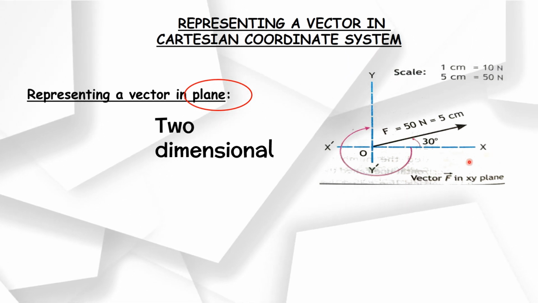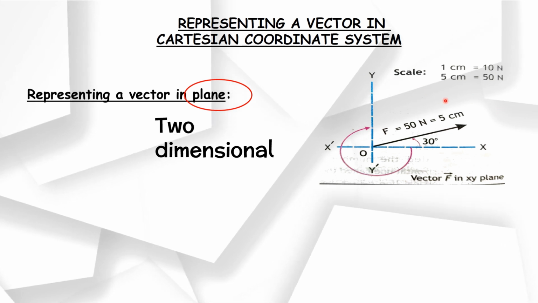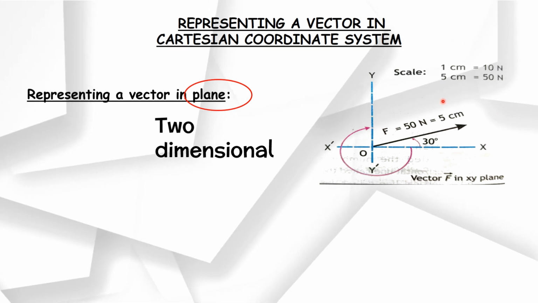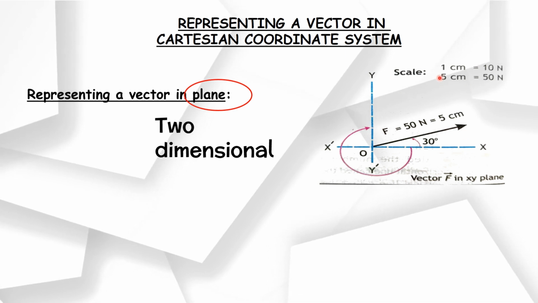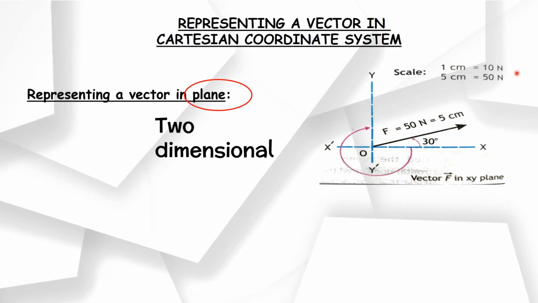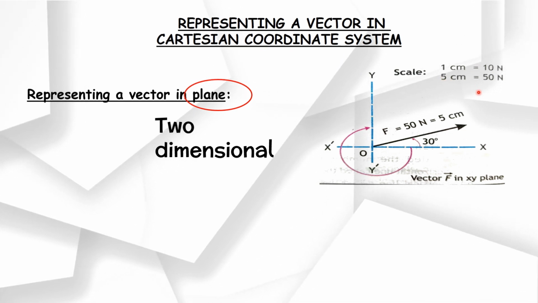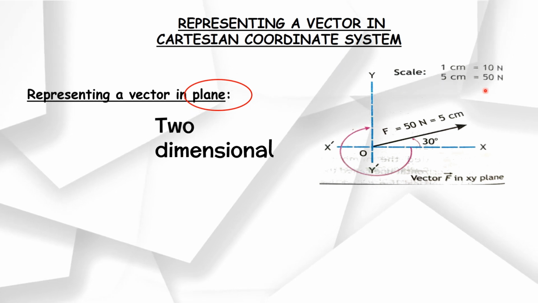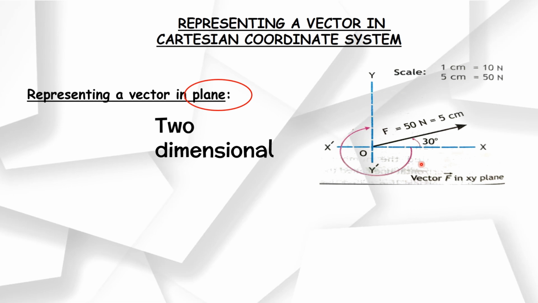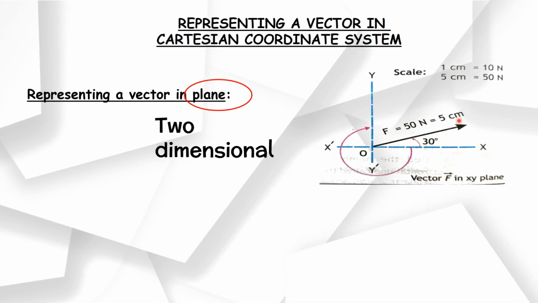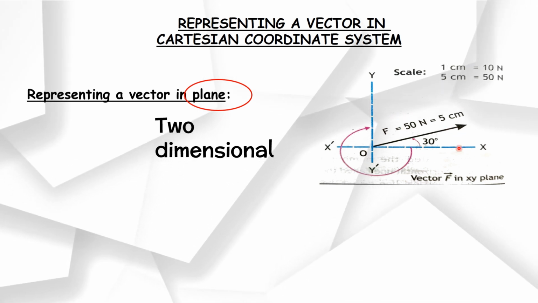To represent this vector, we need a suitable scale, as we can't draw 50 Newtons directly on paper. So let's assume 1 centimeter is equivalent to 10 Newtons. So 5 centimeters will be equivalent to 50 Newtons. With the help of a ruler, we can draw a 5 centimeter line at a 30-degree angle to the x-axis.